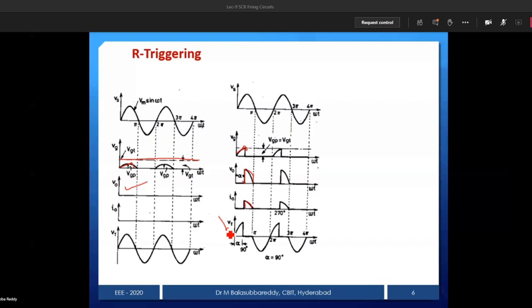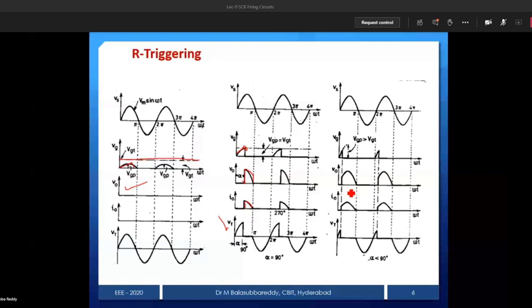So with this logic you can draw the VT also. And now if I give the VGT, and the pulse is more than the VGT, whenever it reaches IG minimum it will start triggering. So this is what the output voltage will be.